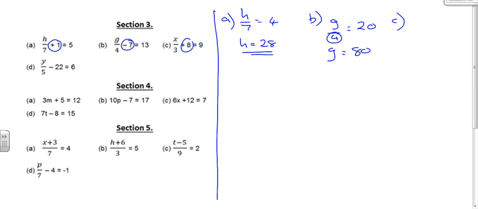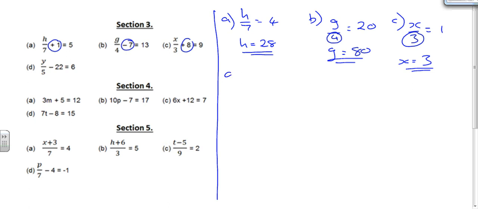Question C. To get rid of the plus 8, we simply subtract 8. So we've got x over 3 equals 1. And then to get rid of the divided by 3, we times by 3. So then we get x equals 1 times 3, which is 3.